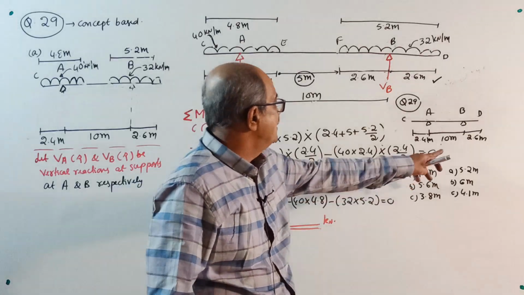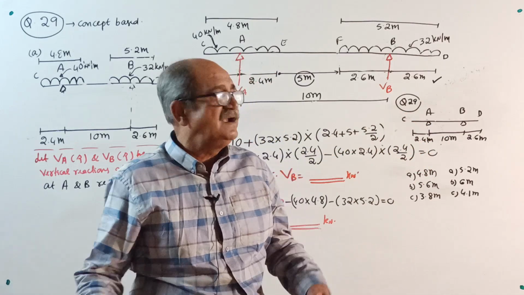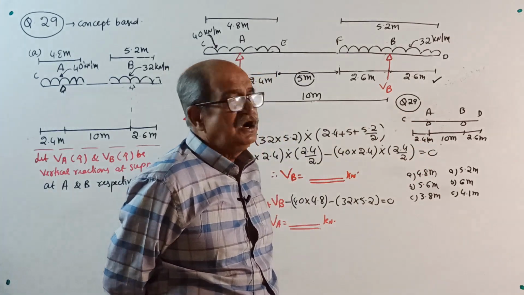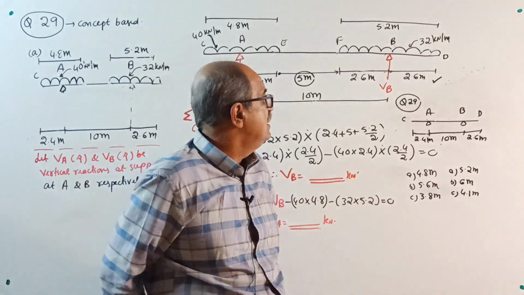Okay. Now, question 29. See, a little lengthy talking because it is important. Question 29 has got 3 questions, A, B, C, but all of them have common data.